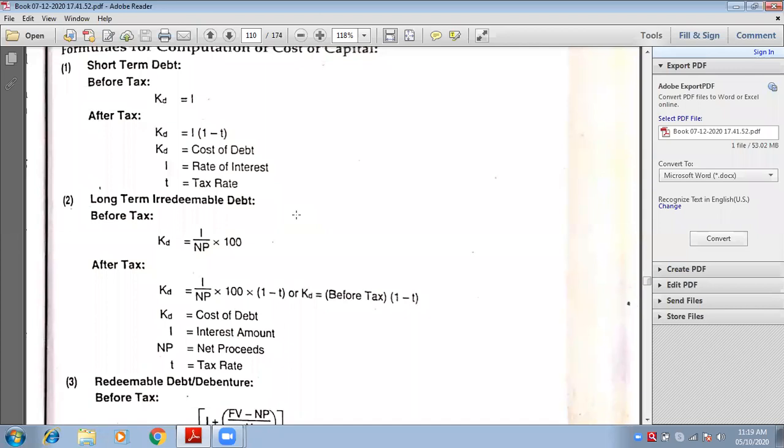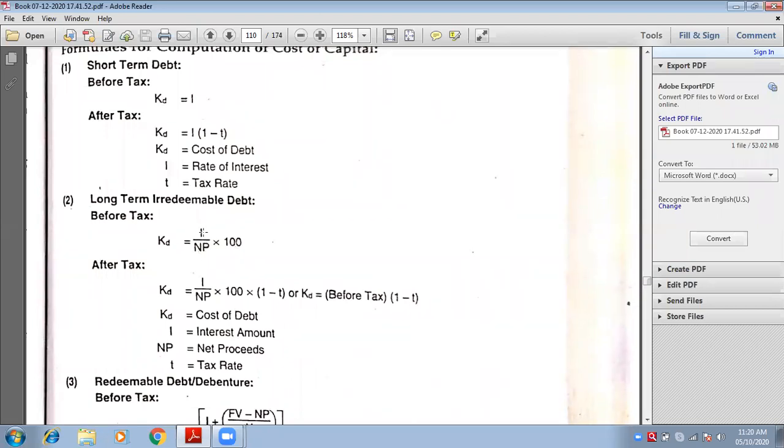Long-term debt, irredeemable. See, these formulas, they don't ask these formulas. Just go through them, okay? Because in MCQs, that can be asked. Now, before tax, whenever it is irredeemable, net proceeds come into picture. Net proceeds is same as market value. So this is I upon NP into 100.